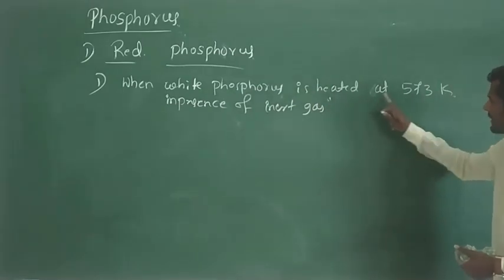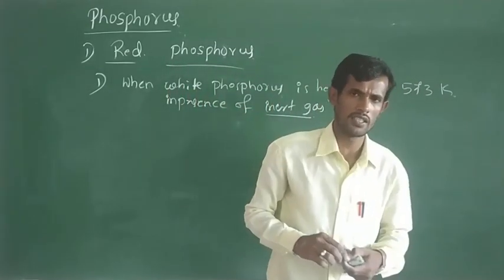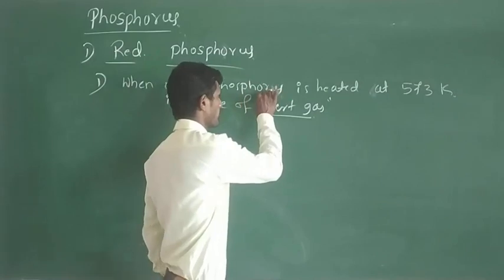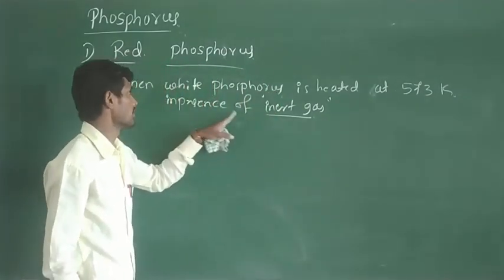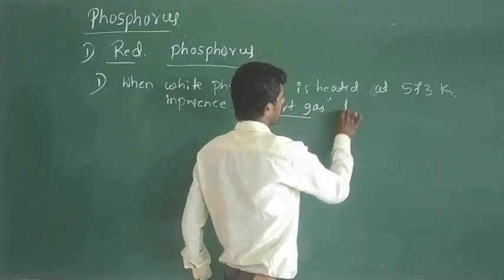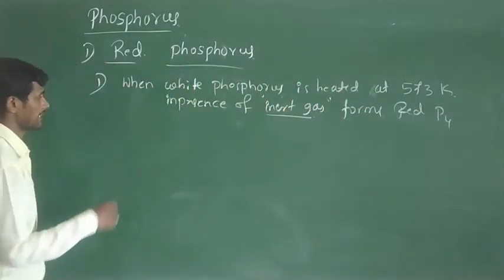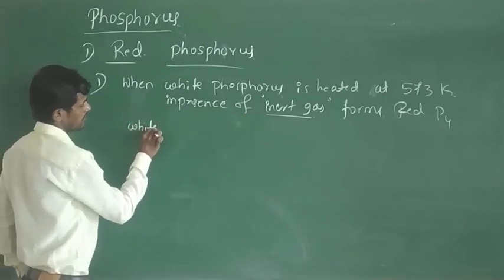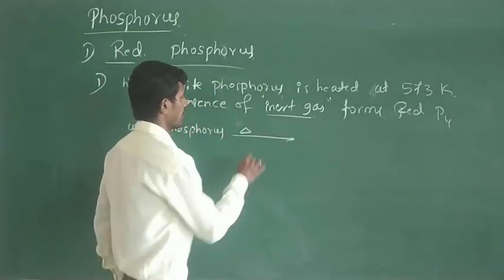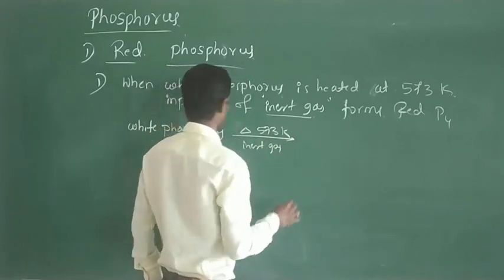When the white phosphorus is heated at 573 Kelvin temperature in presence of inert gas, why are these gases called inert gases, also noble gases? Because they do not combine with other atoms. Chemically, they are inert. When white phosphorus is heated at 573 Kelvin in presence of inert gas, it forms red phosphorus. I write the reaction like this: white phosphorus is heated at 573 Kelvin, and in presence of inert gas we get red phosphorus.